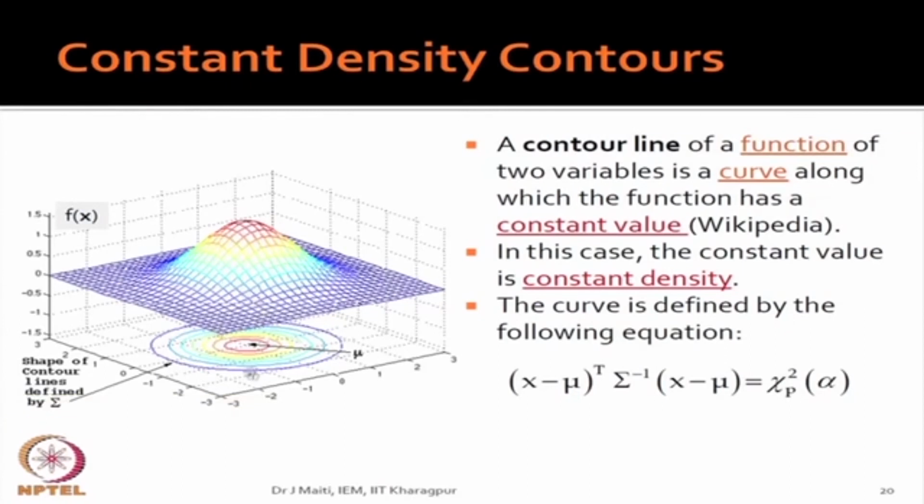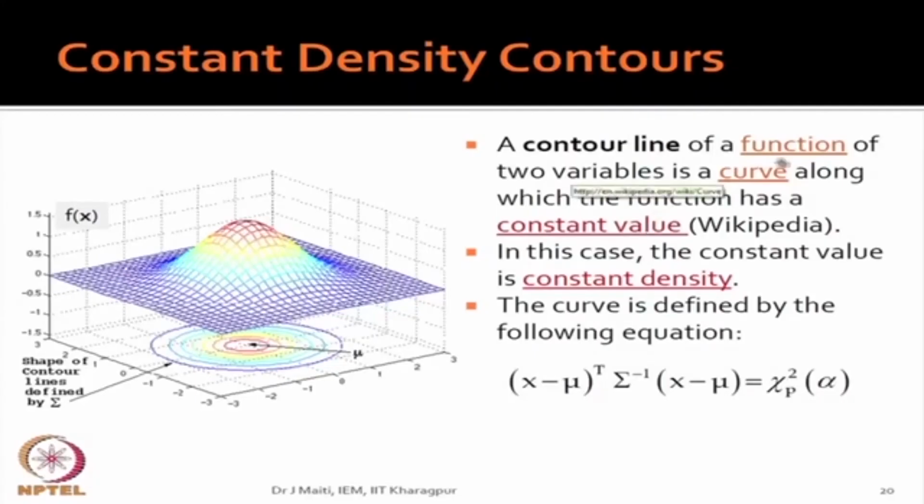As a result, we say that this is constant density. That means all the points on this ellipse have constant density. So, next in the definition, when you have seen the Wikipedia definition, there is that a contour line of a function of two variables.